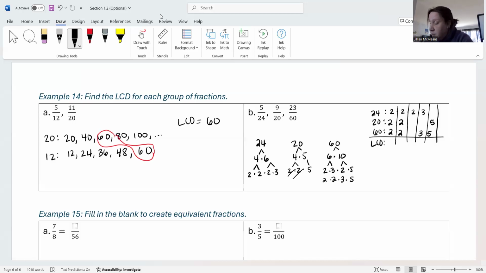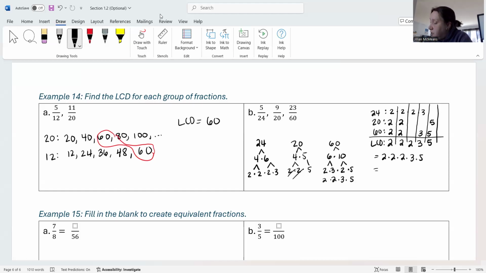The first column was a 2. The second column was a 2. The third column was a 2. The fourth column was a 3. And the fifth column was a 5. This product right here becomes your LCD. So 2 times 2 times 2 times 3 times 5. So let's see.